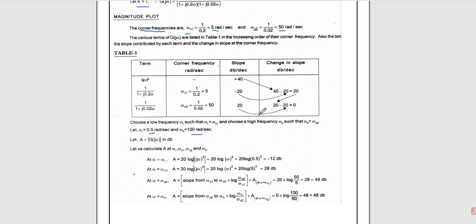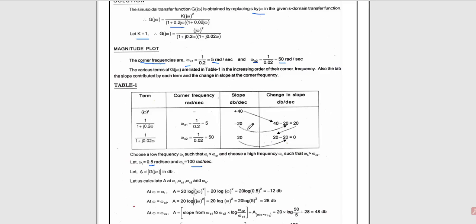And then this is a slope table. The slope table is going to tell you how the graph will be, whether the slope is downwards or upwards. So here you can see the problem. This is (j omega) the whole square, and then 1 by (1 plus 0.2 j omega) and 1 by (1 plus 0.02 j omega). So we have 3 terms. Please write the 3 terms. This is the numerator, (j omega) the whole square, and these two are denominators, 1 by (1 plus j 0.2 omega) and 1 by (1 plus j 0.02 omega).